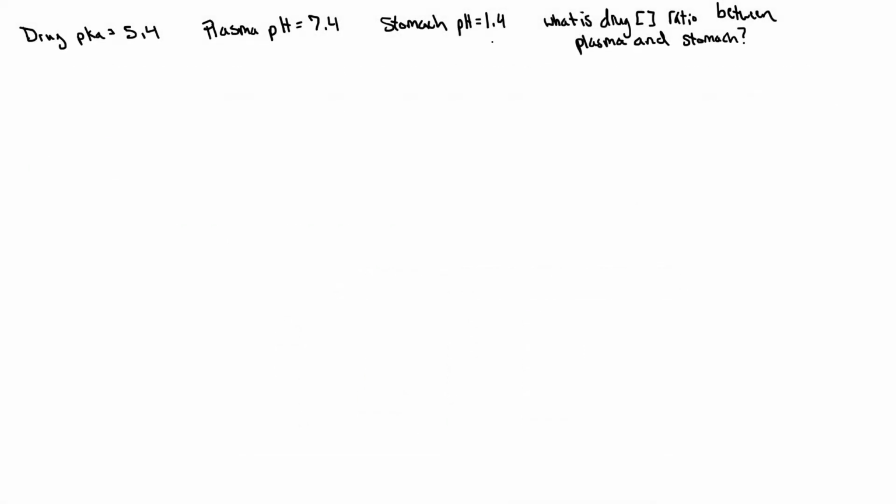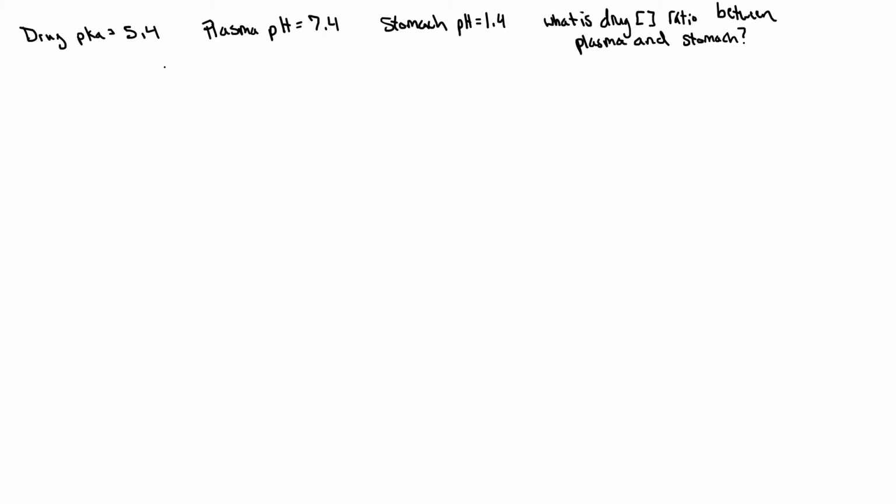Okay, so what I've done here is I've written down some of the key details. I have the drug pKa of 5.4, the plasma pH of 7.4, and the stomach pH of 1.4. And the question is asking, what is the concentration ratio between plasma and stomach? So the first step in solving this question is to determine the ion ratio between unionized and ionized in both of our compartments, in the plasma and in the stomach.